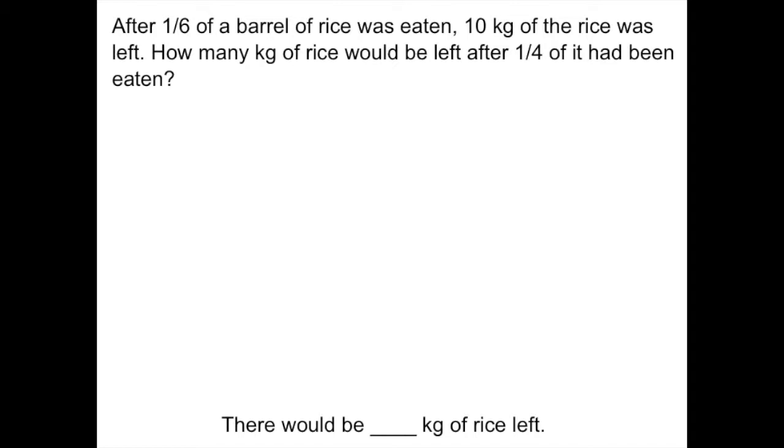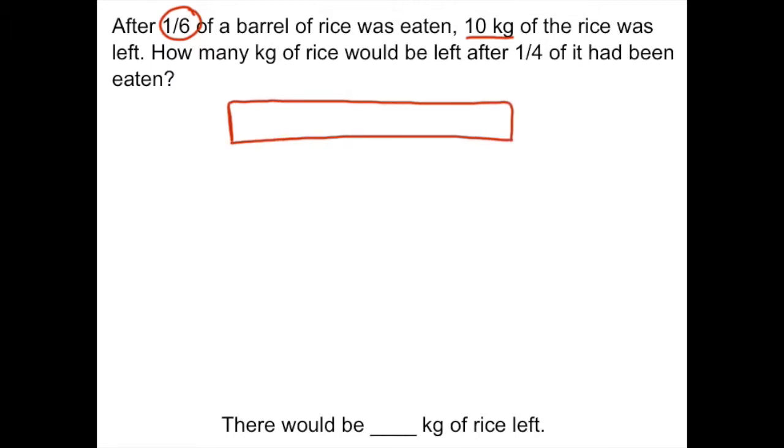So we're told that after 1/6 of a barrel of rice was eaten, 10 kilograms of rice was left. So let's illustrate that first. I'm going to draw my bar. I know I need to break it up into 6 parts because I need to show 1/6. So this 1/6 is eaten. And 10 kilograms is left over. So that means that this is all left over.